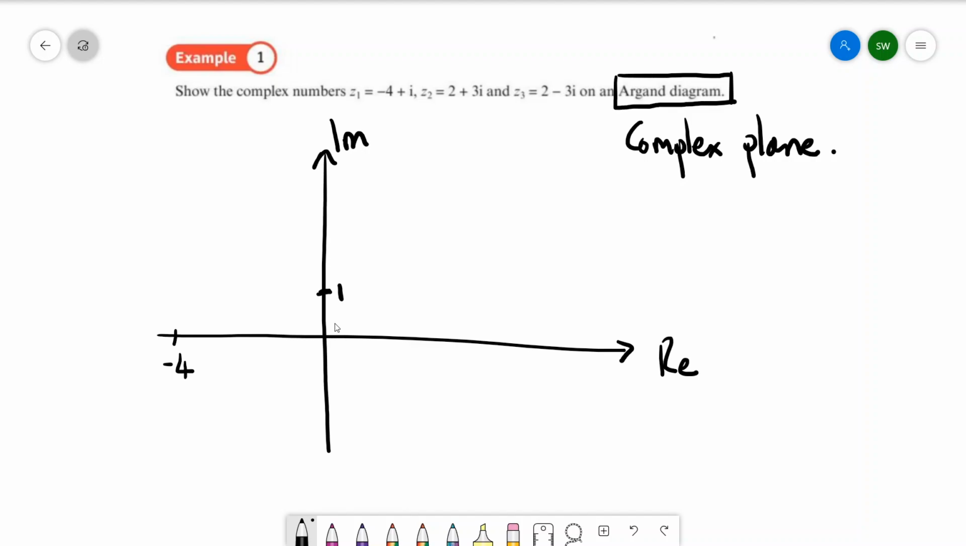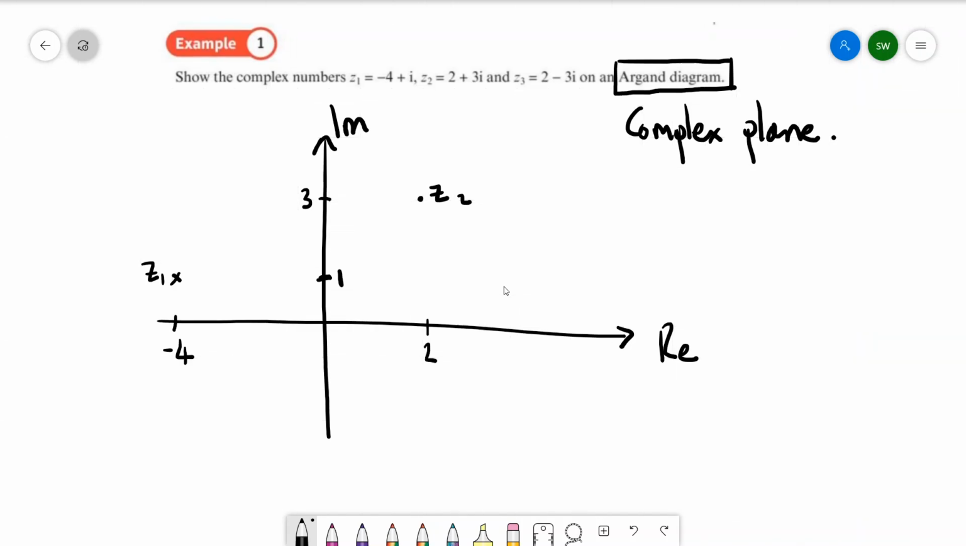So we can plot that complex number, which is z1, at that coordinate there. The next complex number, z2, has real part 2 and imaginary part 3. So we're going to go to real part 2, and we're going to go up to 3 on the imaginary axis, and that's our complex number z2, 2 plus 3i.